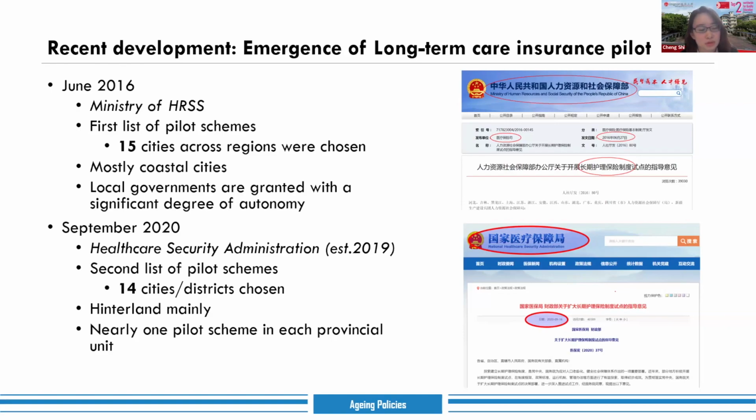It means that the local government can decide the specific policy designs in this insurance. And until 2022, this pilot scheme has been expanded. It also shifted the management from the previous Human Resources and Social Security Ministry to the Healthcare Security Administration. And 14 cities or districts were chosen in this expanded scheme. This time, those cities or districts are more hinterland. And so far we can see that almost in each provincial unit, there is one pilot scheme.